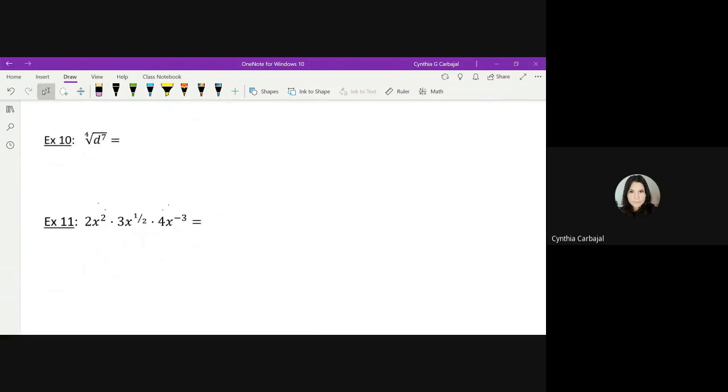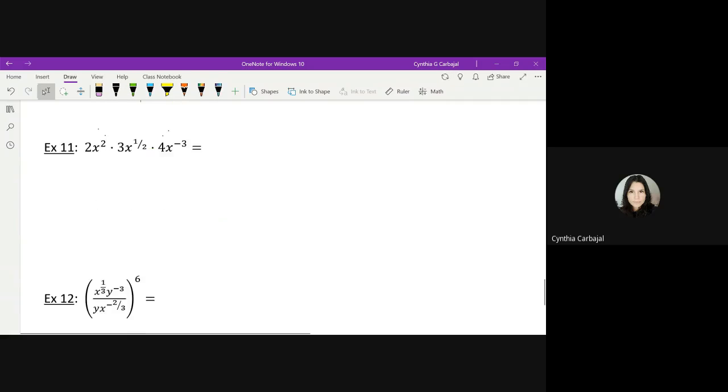All right, example 10. This is in radical form, so if it's given in radical form, then they want it in exponential. So remember, power over root. So the power is 7, so that goes on the top of the fraction, and the root is 4, so that goes in the bottom, and we're done. We can't do anything further with that.